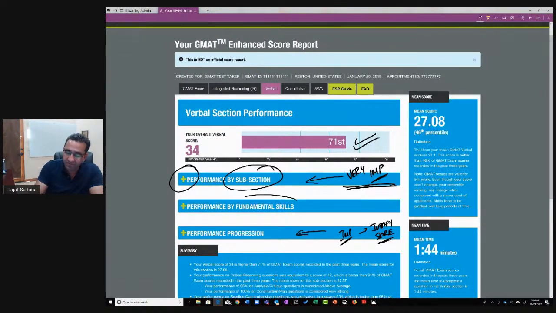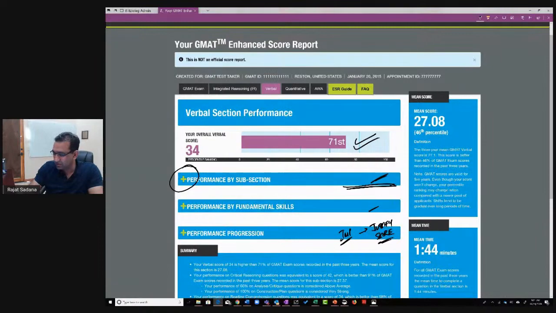And this performance by fundamental skills, if you have a score which is around that 70th percentile, then it becomes important. Why? Because it tells you which are the areas. It gives you another level of analysis as to which are the areas that you need to focus on. But if your score is less than 70th percentile, I won't pay a lot of heed to it.